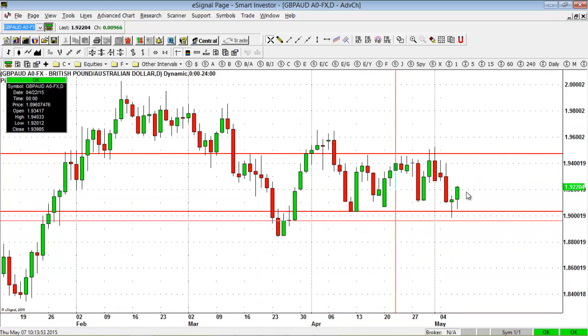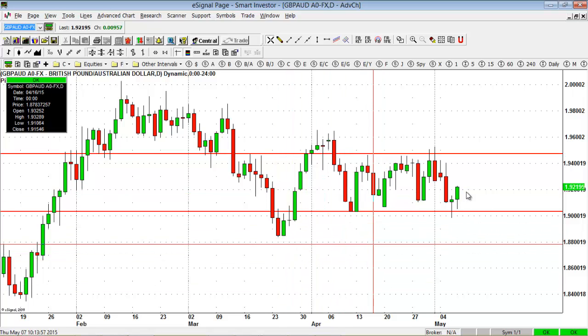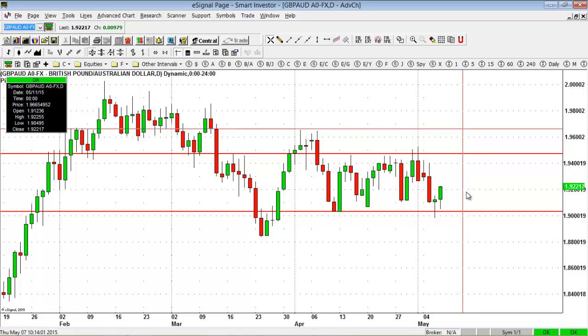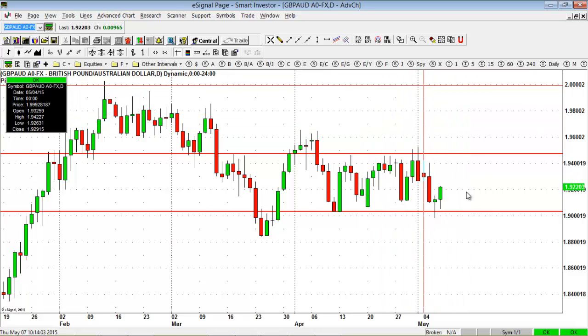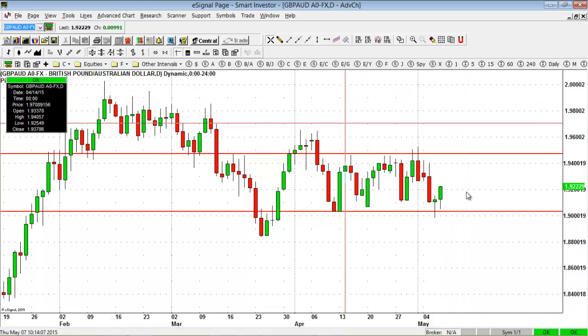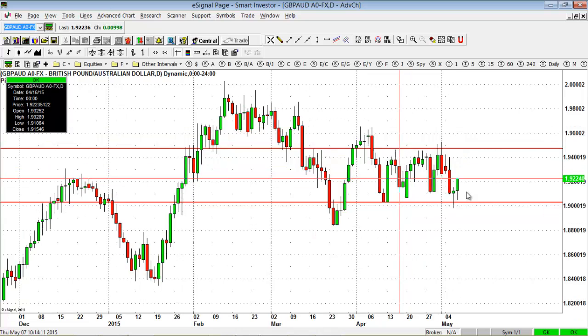I'm positioning the portfolio to be long this market, hoping to see if the market can break above this 196 area and ultimately test the $2 mark. That would be over an 800 pip move if this comes to fruition.